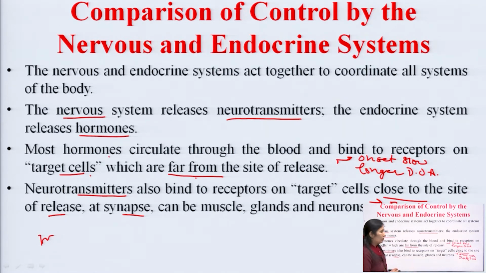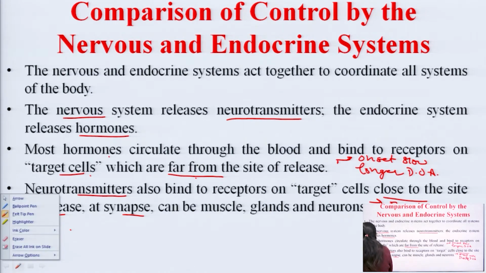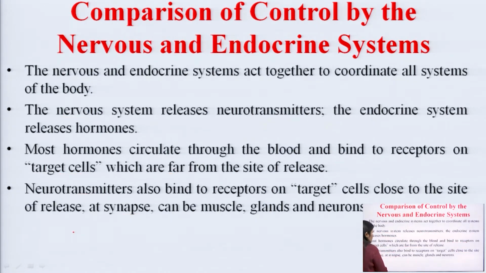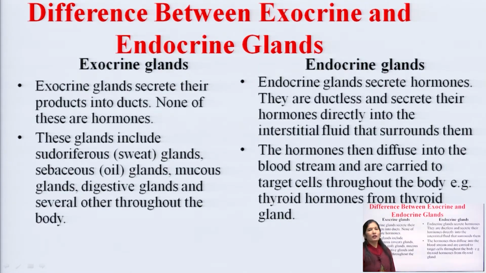homeostasis. So, going further, there are two types of glands present in our body: exocrine glands and endocrine glands.